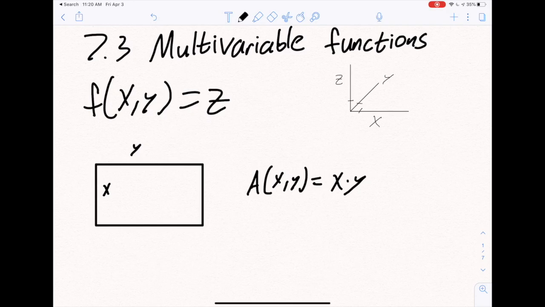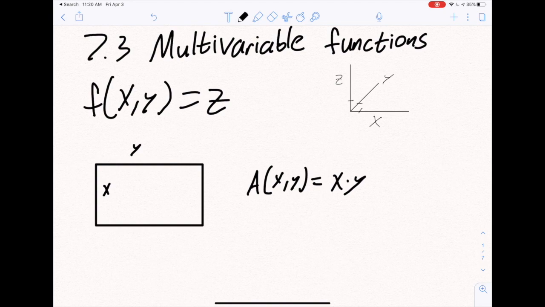Today, in section 7.3, we will be talking about multivariable functions. Multivariable functions are just like functions that we've been dealing with for this entire semester, except they take in two inputs and produce one output. So instead of just f of x equals y, what we have is f of x, y equals z.